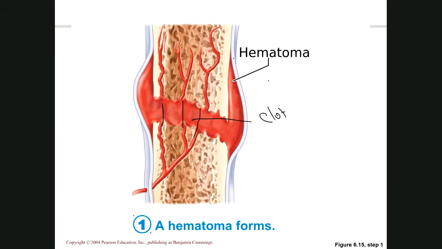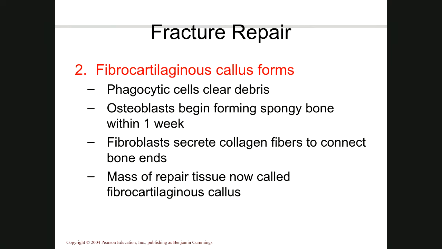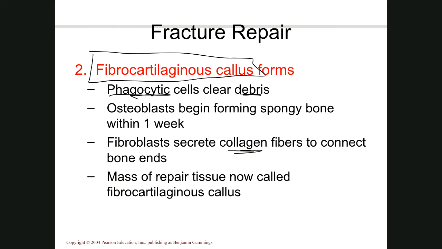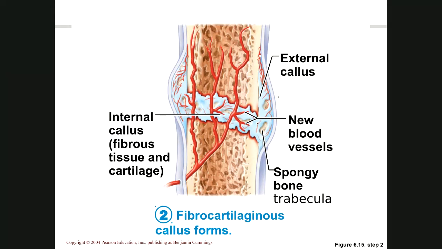We're going to start putting cartilage in here. And so that's the second stage. We're going to get this fibrocartilage callus. So white blood cells are going to come in. They're going to remove the damaged tissue. We're going to start secreting collagen to hold the ends together. We're going to make this fibrocartilage. And it looks like this. So this is our fibrocartilage callus.